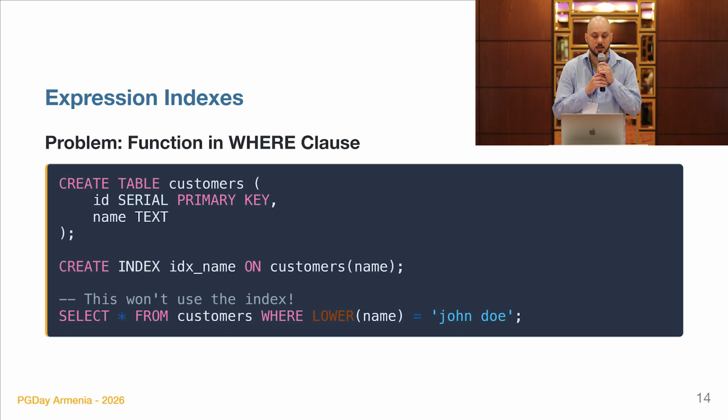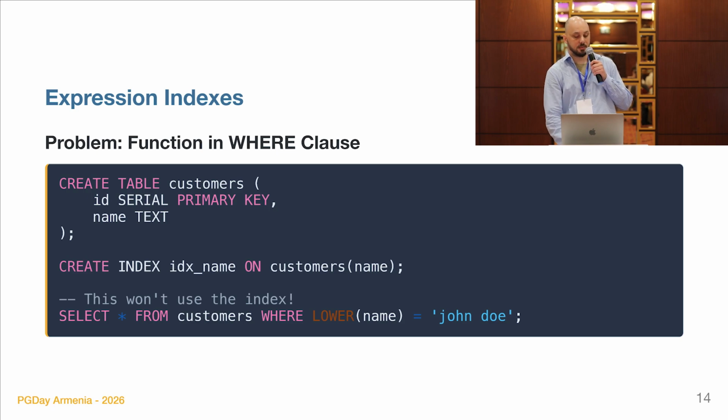Also, we have expression indexes. Expression indexes, I'm talking about this function here. It could be also other types of expressions like arithmetic expressions, concatenation expressions. This is a counterexample. This is where we are not going to use the index because we are querying for lower name.